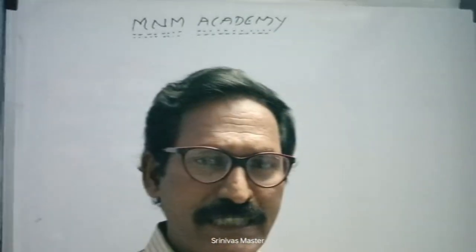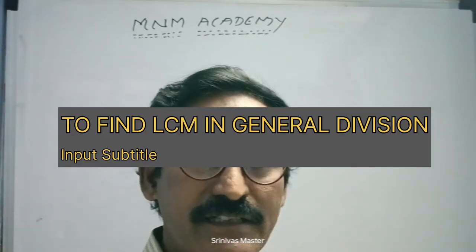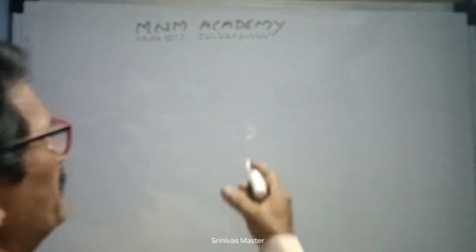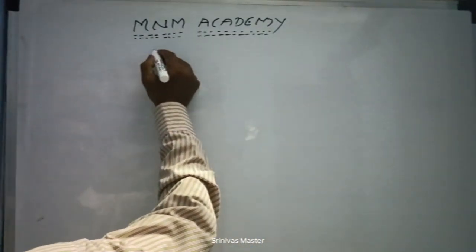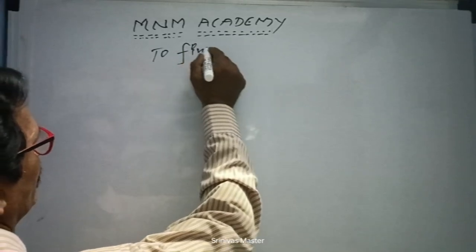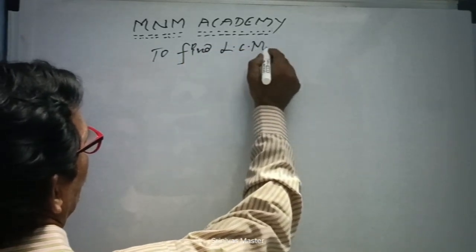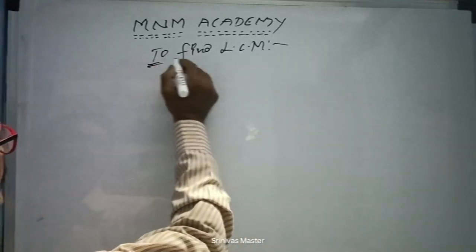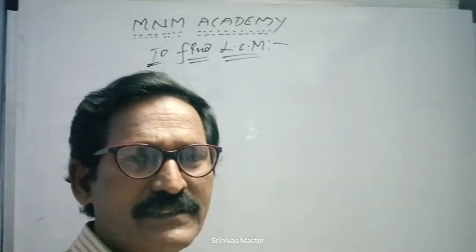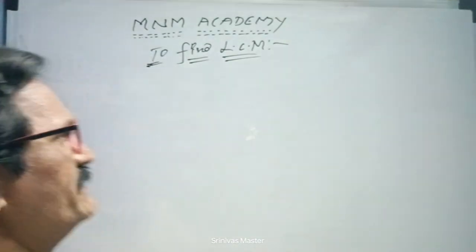See children, now I am explaining first how to find the LCM in the general division method. Okay children, just we see that. Suppose first we see to find LCM. LCM means what? Least common multiple. Okay. See, suppose one example I say that.